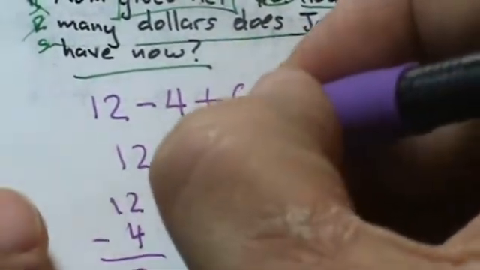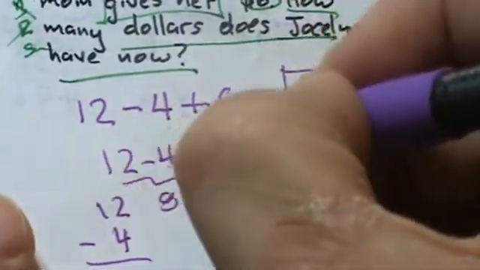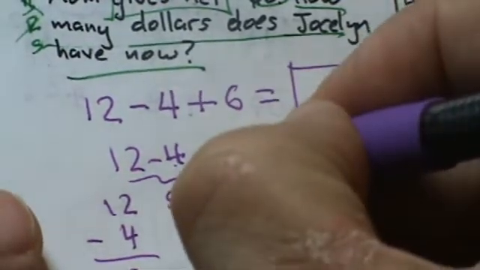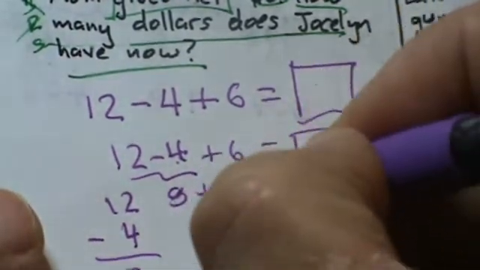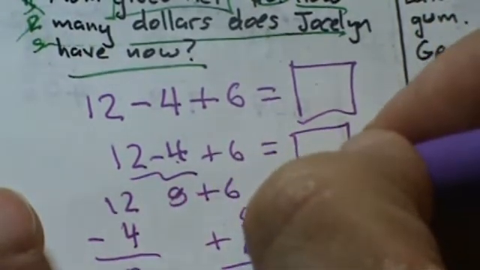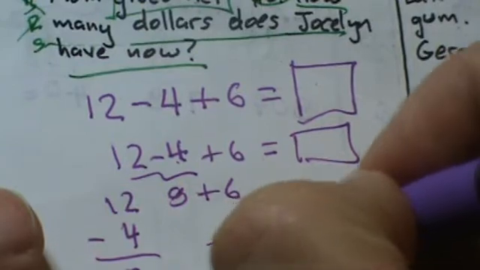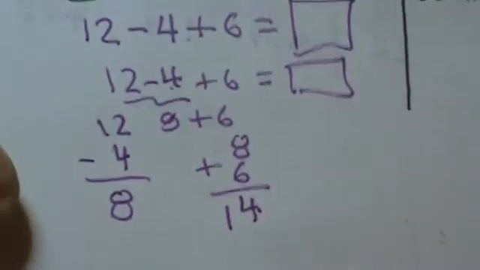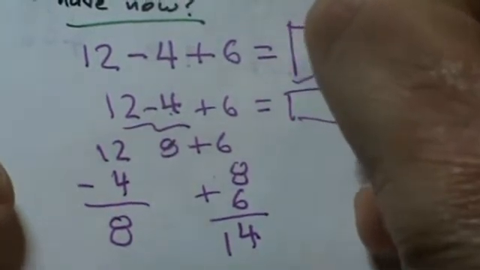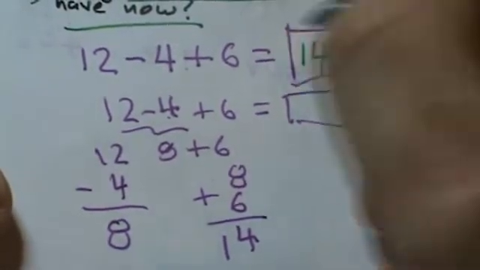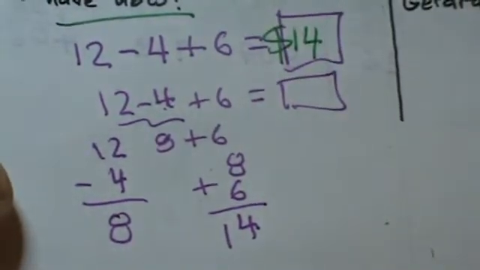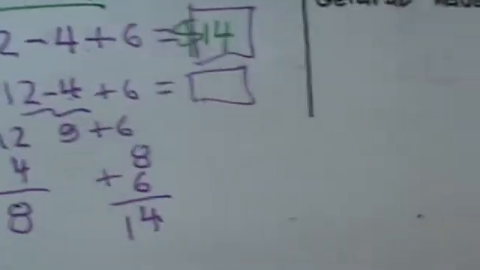Now that she has 8, now I have to add 6. So now it's 8 plus 6. That's 14. So she has $14 left. She has now $14. Next problem.